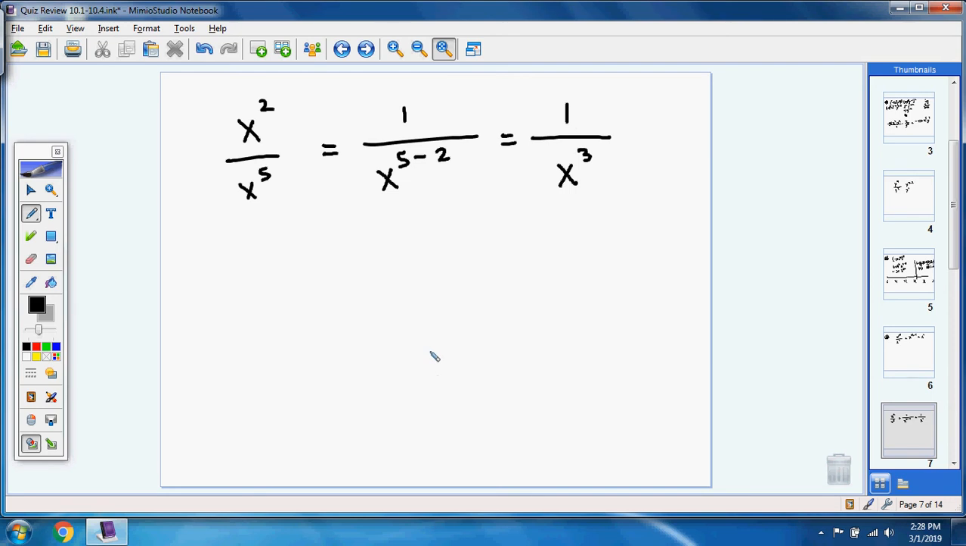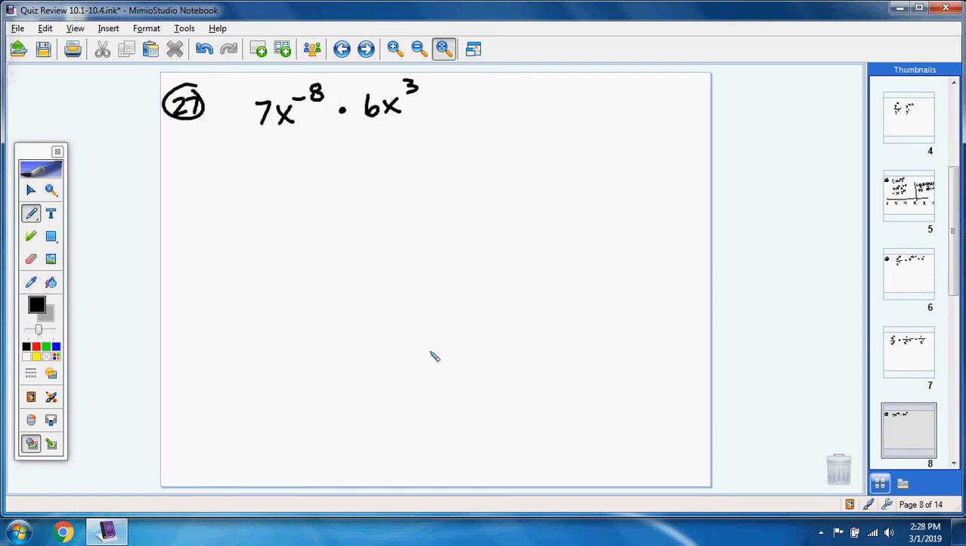All right, we just did 18, 23, 26. Now let's look at 27. So number 27 is kind of a slightly more complicated version of number 4. The coefficients in the front again, you're going to keep it multiplying. 7 times 6, just a basic multiplication. Your x's, they are the same variable, so that means I can combine my like terms, which is really addition. So a -8 add 3. So I have 42x to the -5th power.